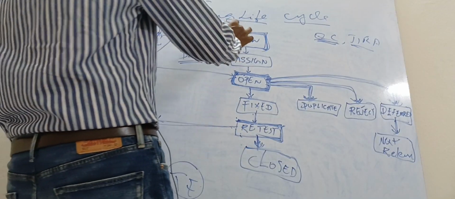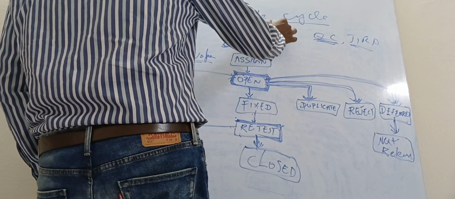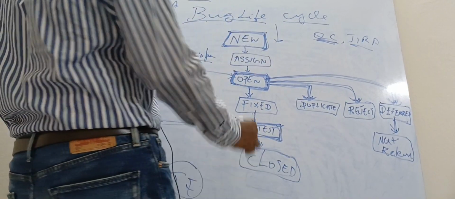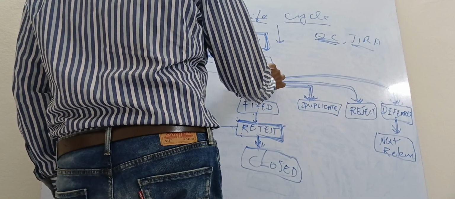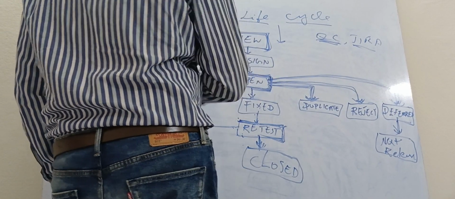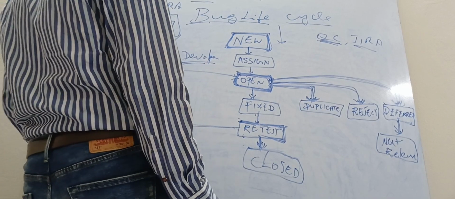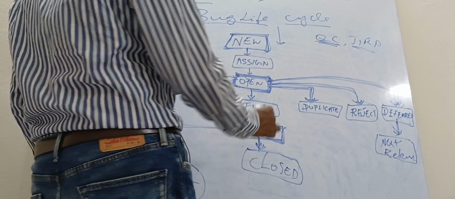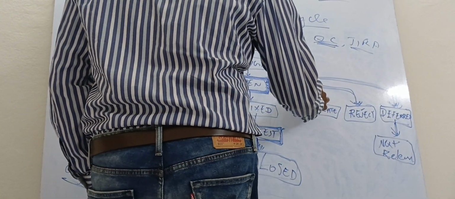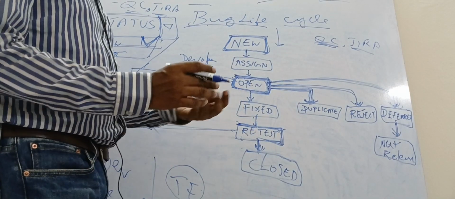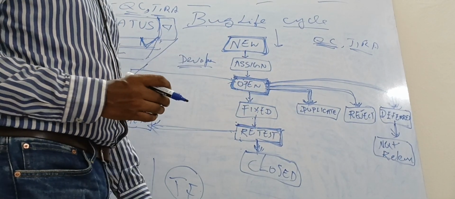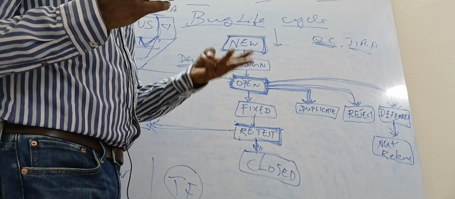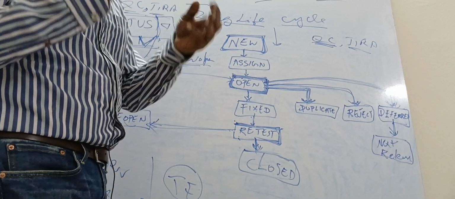Suppose the test engineer has found a new defect and it has been assigned to the particular developer, and the developer has checked this defect, and it is a duplicate. Duplicate means 2 or 3 test engineers have already raised this defect earlier. Already 2 or 3 test engineers have worked on the same functionality.